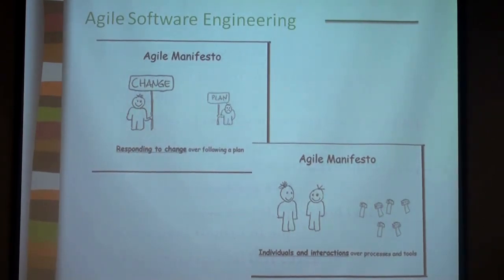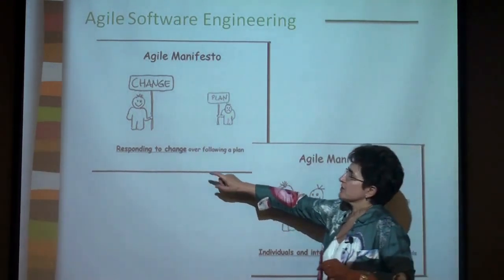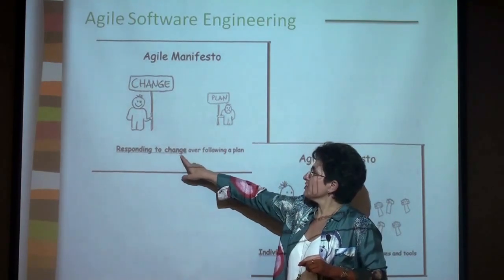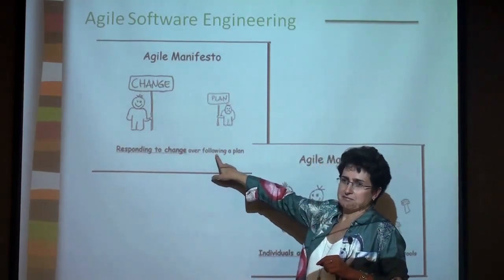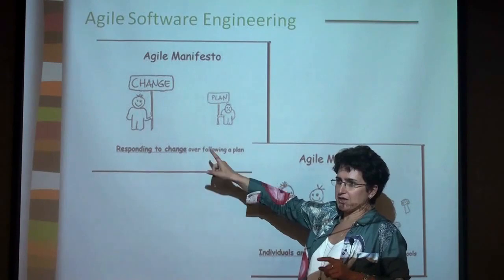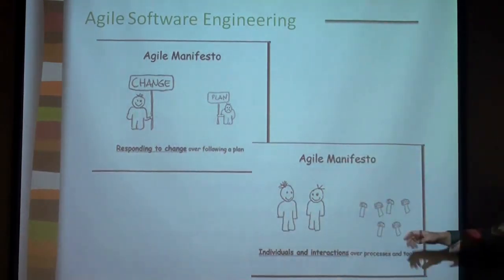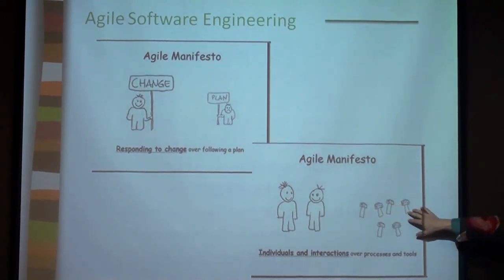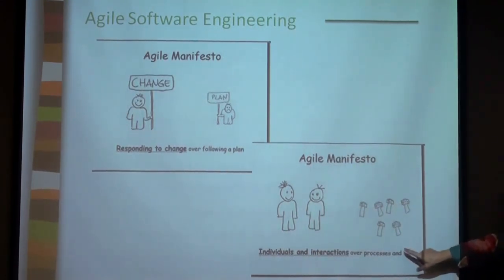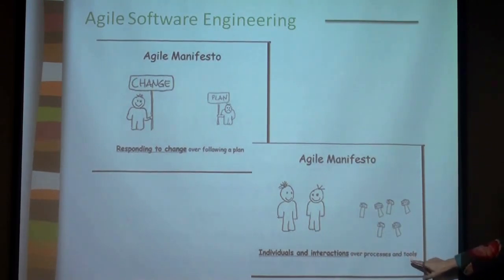So these are a couple of pictures for the Agile manifesto. Basically, the motto of Agile is we should respond to change instead of following a plan, right? Because the purpose of Agile is to follow the quickly changing market and requirements. And what is very important in Agile is that individuals and interactions are more important than processes and tools.